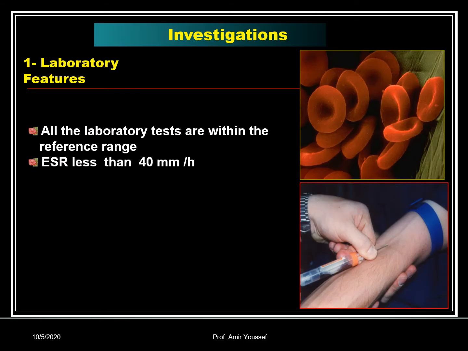Investigations. Laboratory features. All the laboratory tests are within reference range. ESR less than 40 mm per hour.